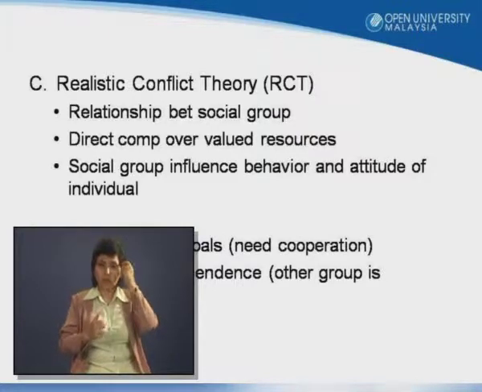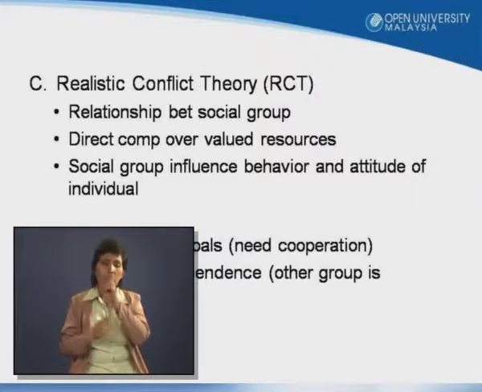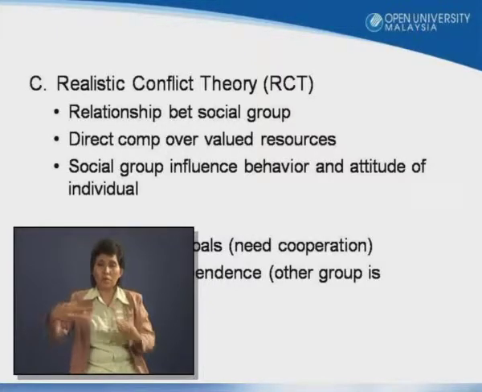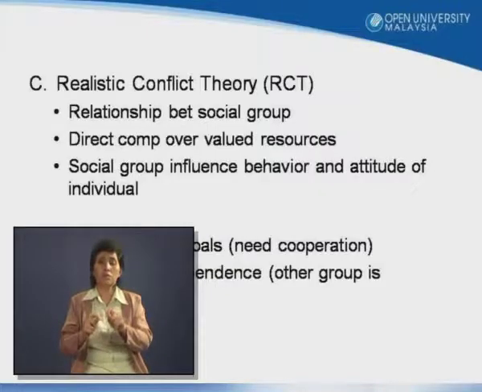Next one, we have realistic conflict theory. In realistic conflict theory, we look more realistically at the relationship between social groups. The issue here is that the earth has limited resources, but we have to compete over them. So this results in conflict between groups. We try to be better than other groups. So the social group would influence the behavior and also the attitude of the individual.